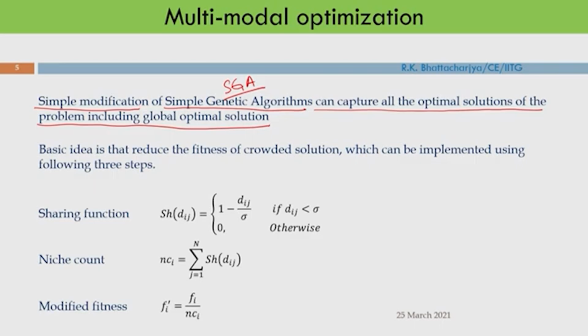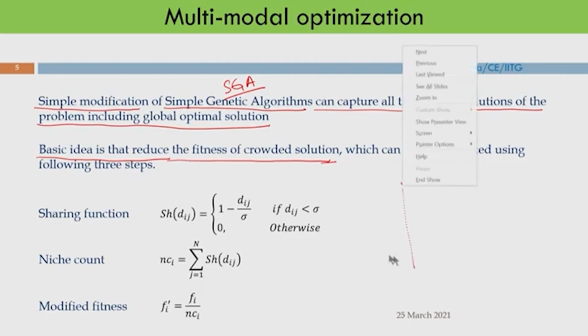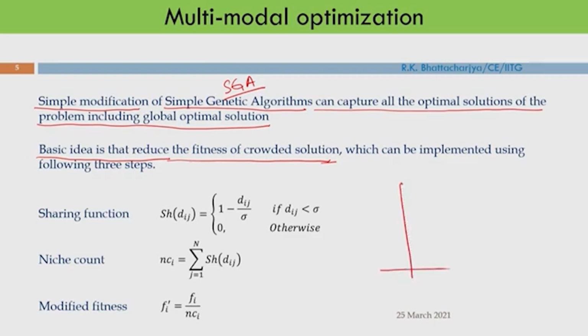So, I can capture all the optimal solutions of this problem. The basic idea is that you reduce the fitness of crowded solutions. That means, if a solution is crowded, then you reduce the fitness. So, suppose this is the problem, and now all the populations are somewhere here.